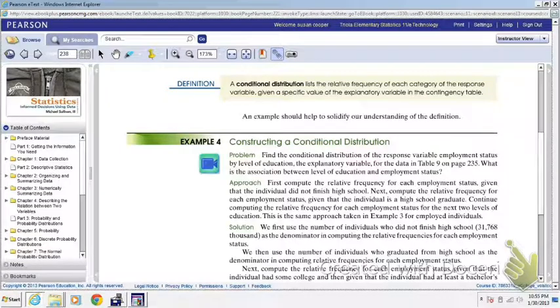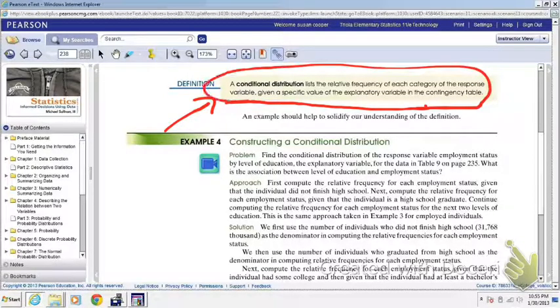Okay, so again, anything in a lovely box here. Conditional distributions list the relative frequency of each category of the response variable given a specific value of the explanatory variable in the contingency table. And I know those kind of definitions in stats books sound vague, right? So the best thing to do is let's work an example together.